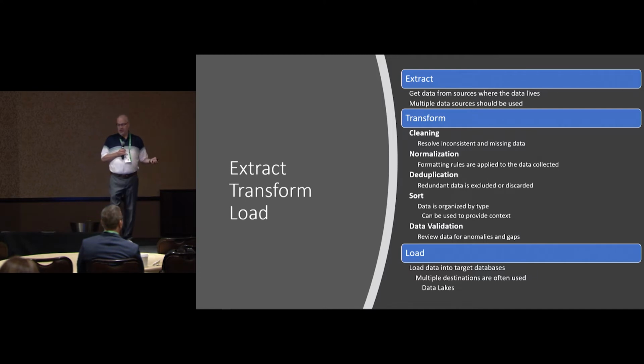Then you do the normalization. This is where you take formatting rules that are applied to the data collected, and transform it into that normalized data and put it into place. So that's a key function of that. Deduplication. This is where I'm getting this from different sources. Which one's the source of truth? I'll deduplicate it and only use one from there.